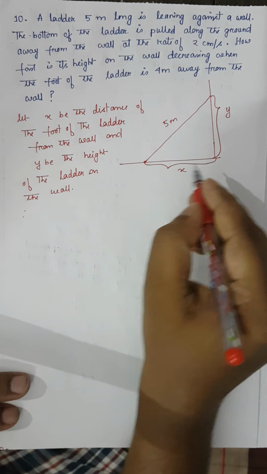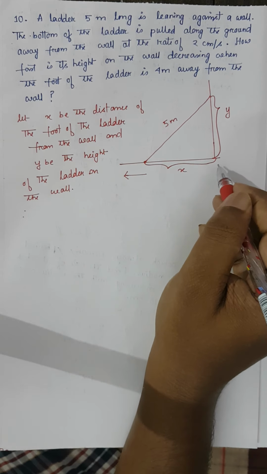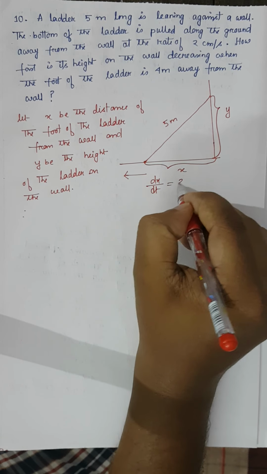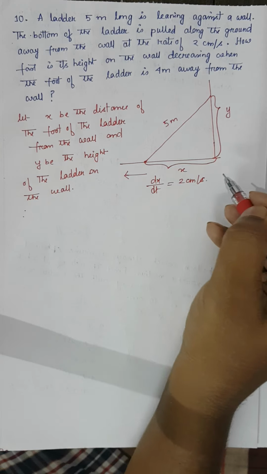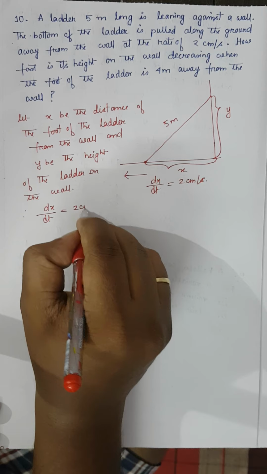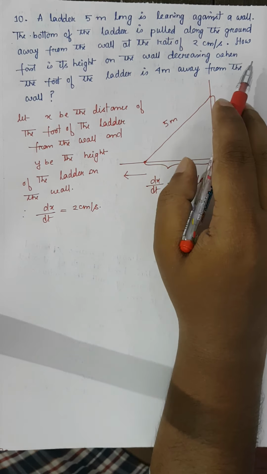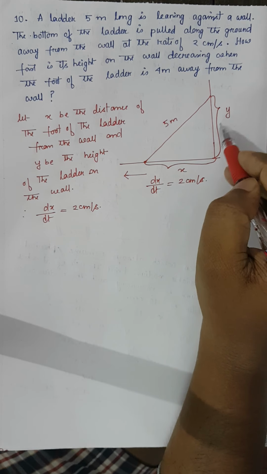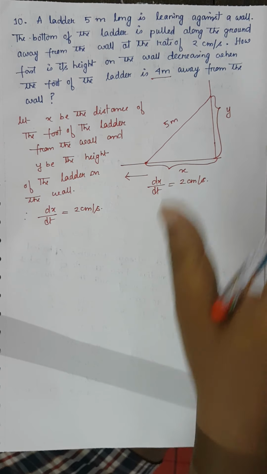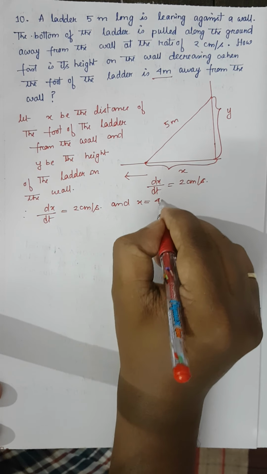You are given that the ladder is pulled away from the wall at a speed of dx/dt equal to 2 centimeter per second. So we are given that dx/dt is equal to 2 centimeter per second, and you have to find the rate at which the height of the ladder is decreasing on the wall when it is 4 meter away from the wall. So your x is equal to 4 meter.